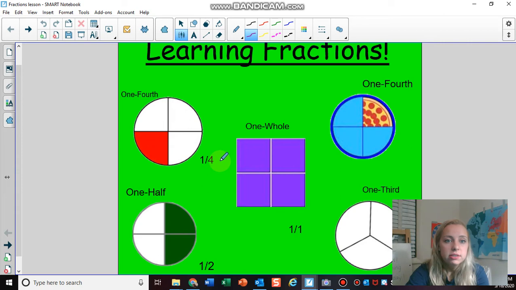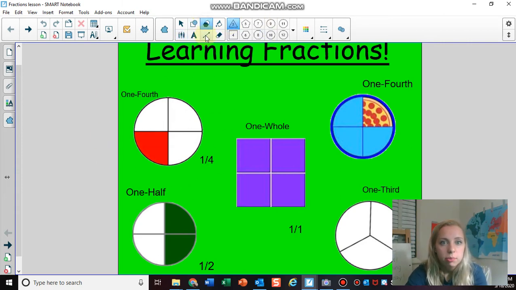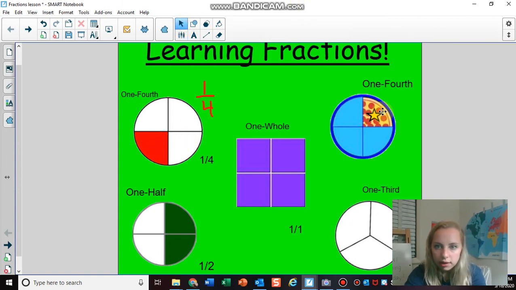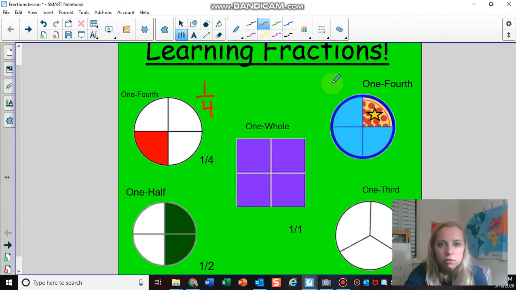For example, this fraction right here, and I will highlight it with my star tool. This fraction right here is 1 out of 4, or 1/4. So it looks like this. This fraction as well is 1/4, because I only have 1 out of 4 of the pieces of pizza. So again, I have 1/4.